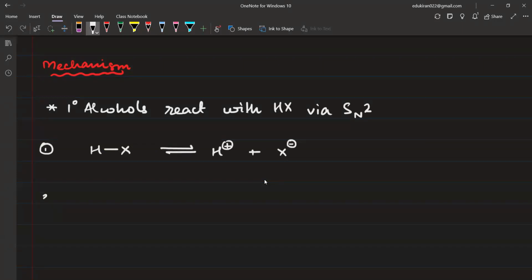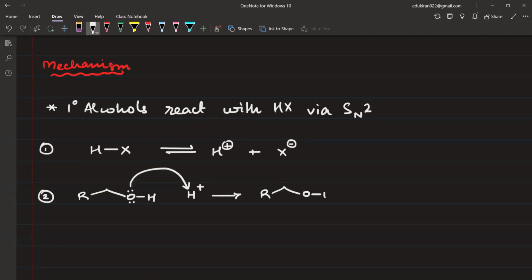Now, in the second part, what is going to happen? You have R and OH like this. This is 1 degree alcohol, as I hope you can see. The alpha carbon is connected to only one carbon atom. The oxygen atom has lone pair electrons, which are electron rich, while H positive is electron deficient. That is why the lone pair is going to attack here, and we will protonate the alcohol. So I will have R bonded to the oxygen atom, and this oxygen atom is bonded to hydrogen as well as another hydrogen atom like this. Here you have a positive charge now because it gave an electron pair.